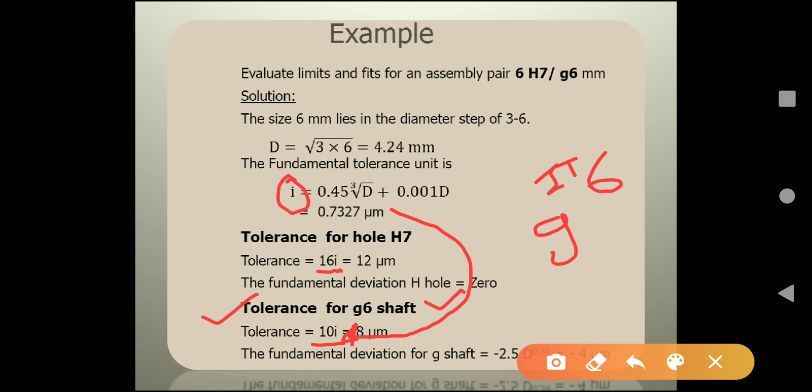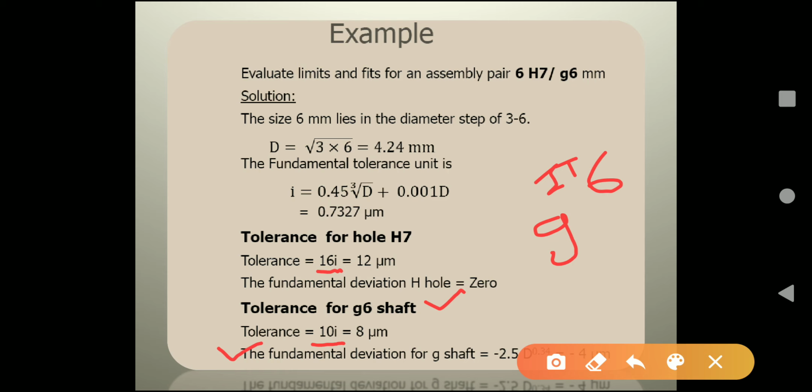We will get 8 micron. So directly we get the value of tolerance, that is 8 micron for the shaft. But while the fundamental deviation of the hole is 0, in the shaft we have to calculate the fundamental deviation.